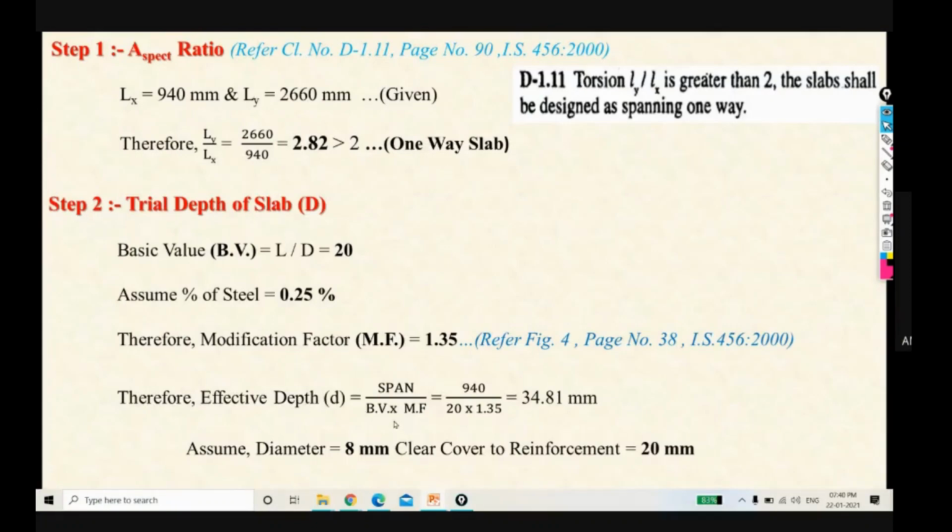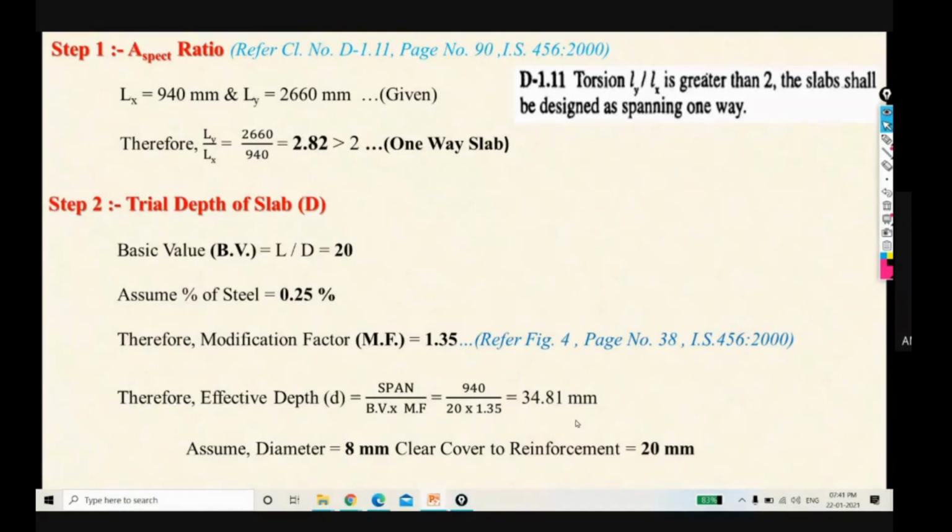Span divided by basic value into modification factor. So span is 940. Generally consider shorter span because we are providing main reinforcement in shorter span. In two-way slab also we will consider shorter span only. So span divided by basic value into modification factor, where span is 940, basic value is 20, and modification factor is 1.35. So required depth for this condition is 34.81 mm.